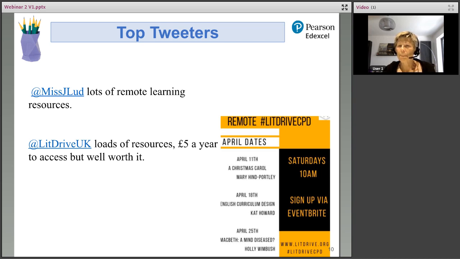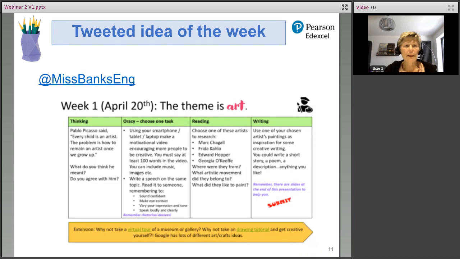Okay, next page then. This is a lovely thing I saw, and I did ask the teacher, and she said yes, she was more than happy for me to share it. So there you go.